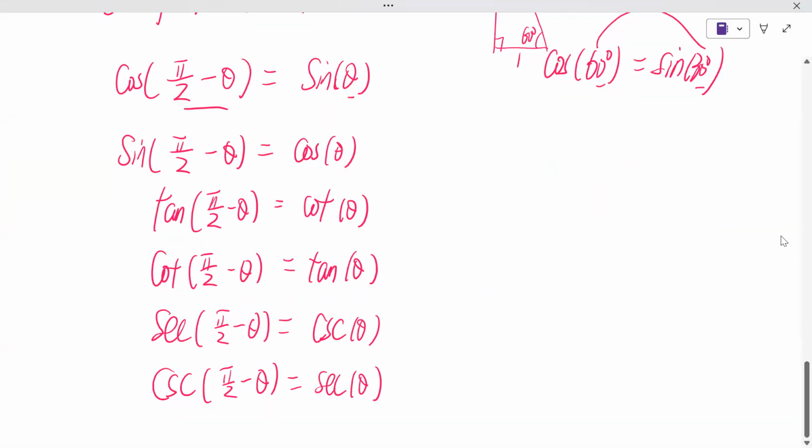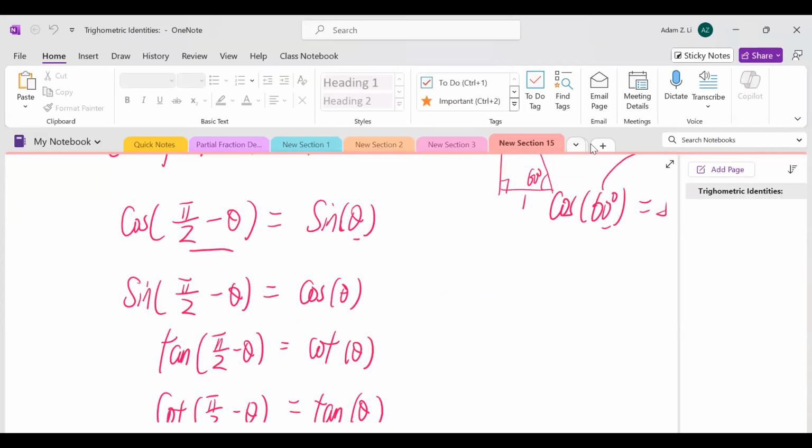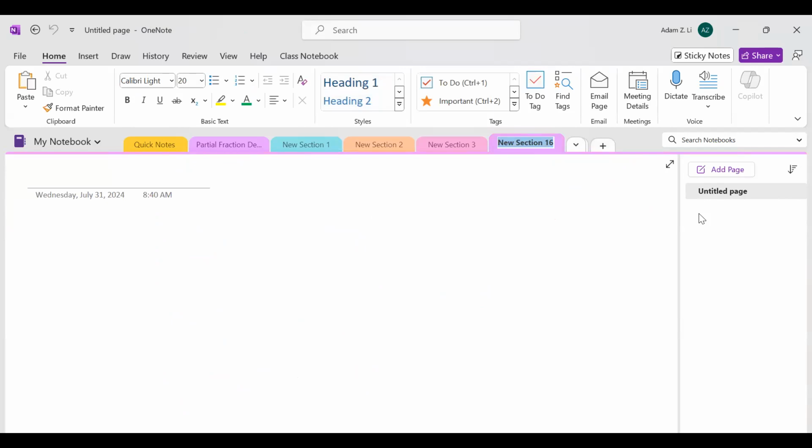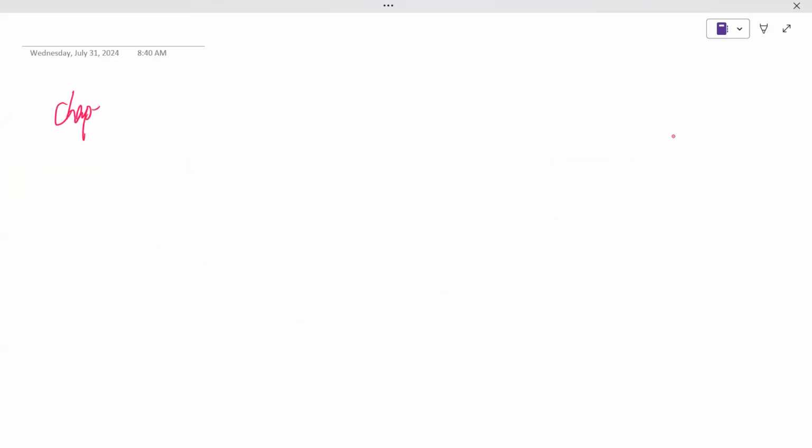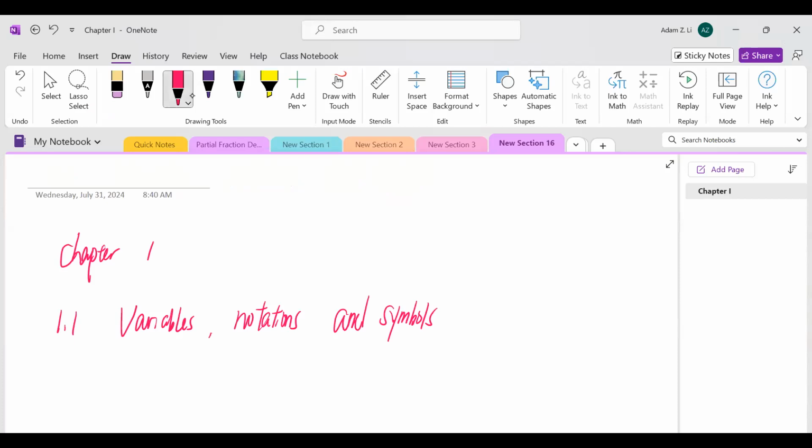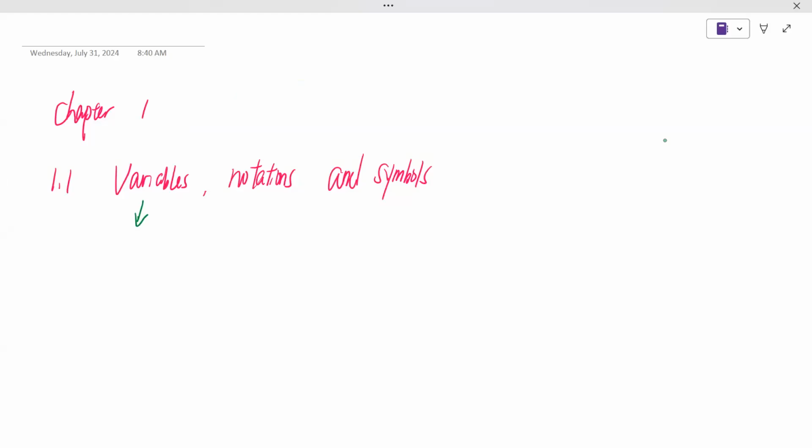So let's start with some basic introduction of the algebra stuff. Today we're going to start on chapter 1, and section 1.1 is on variables, notations, and symbols. Typically you're going to see something like X as a variable. Y could be a variable, or A, B, C. Anything you can think of could be a variable, any letter or symbol. It could be a Greek letter like omega or alpha. Those are all variables.